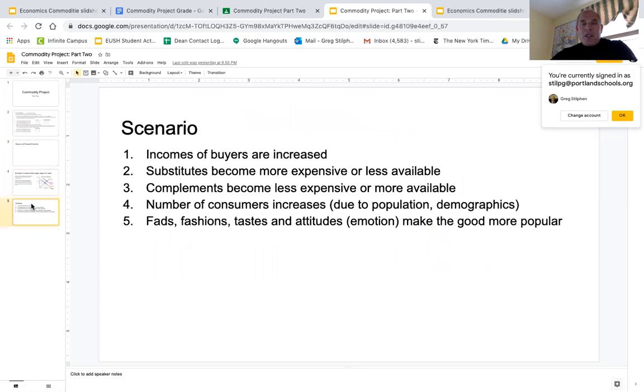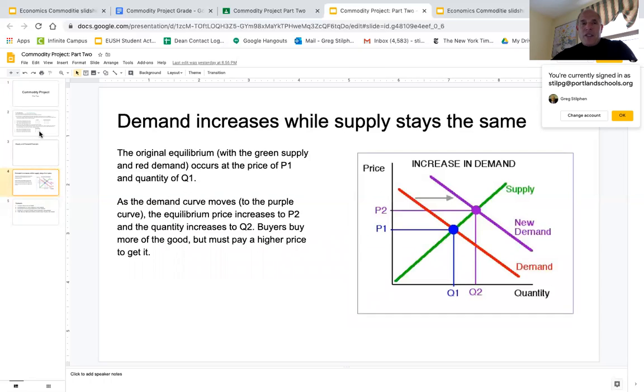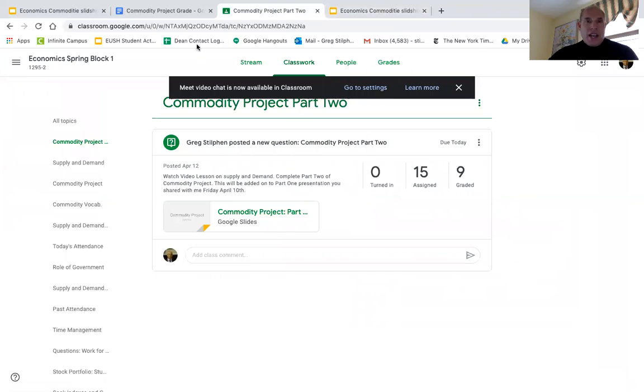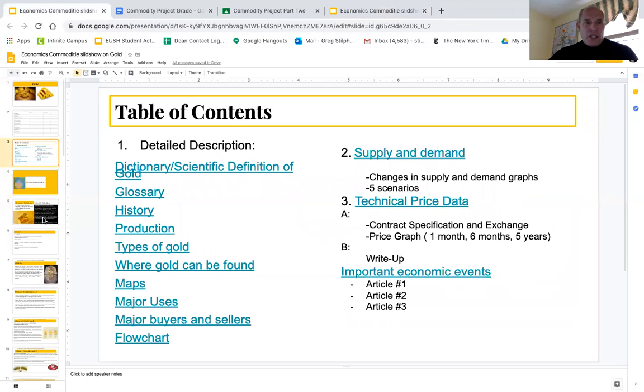The part that's going to require your thinking is scenarios that would cause a shift in demand. There are factors that are going to lead to shifting in demand, which are mentioned in the video notes for class that I posted today. So there's that part. You're doing part two, and you're going to add that to your commodities project.